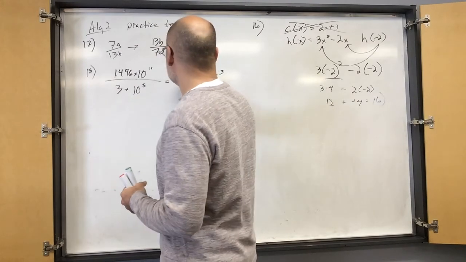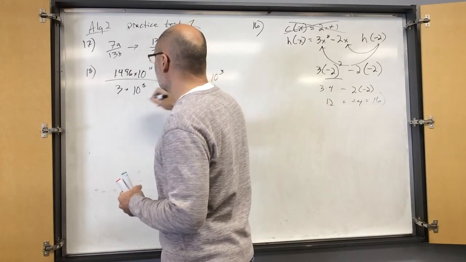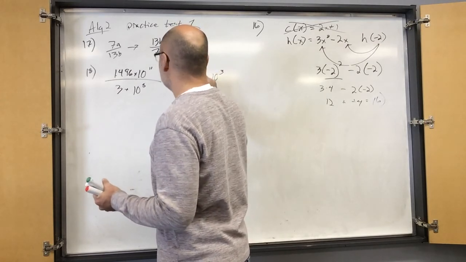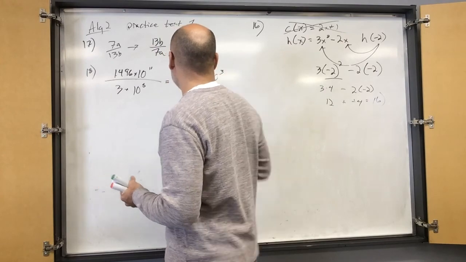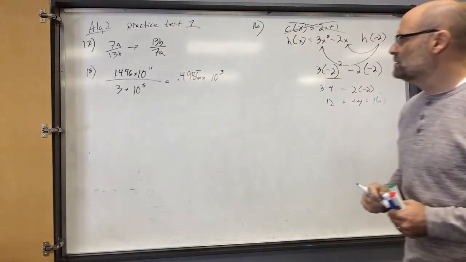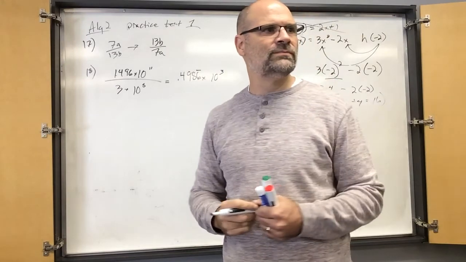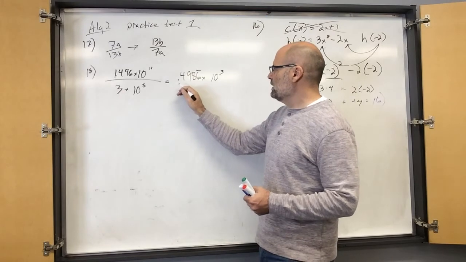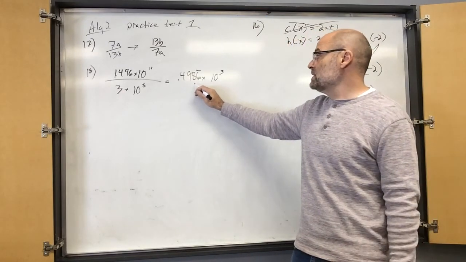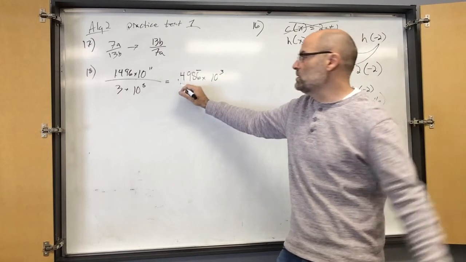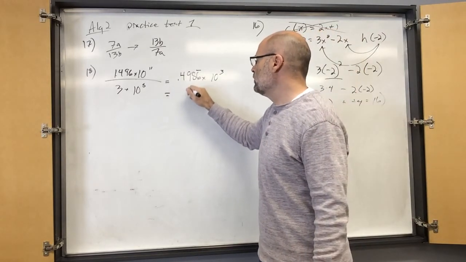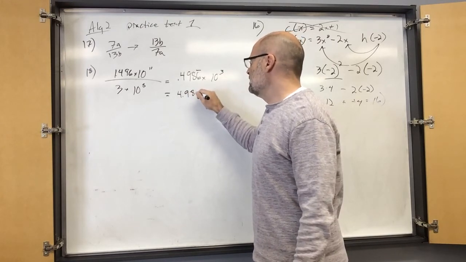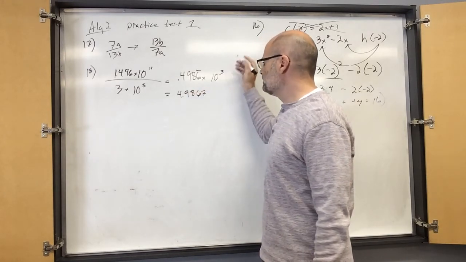So what is that? 3 goes into that: 0.4, 9, 8, 6 repeating, I think. I just did 4.99 because I rounded the 8. Is that okay? Yeah, so now it's not in scientific notation, so you need to put it in scientific notation by going over 1. So 4.987, or 4.9867 is fine if you round it.